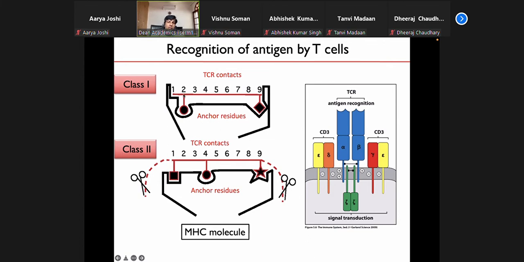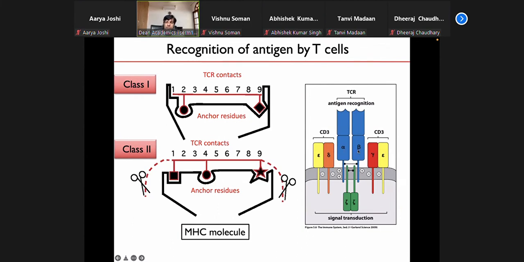The amino acids which actually interact with the MHC molecule are called anchor residues. They are very specific with some exceptions, but more or less at the P2 or P9 position, you will find anchor residues. And at the P4 or 5 position, you find TCR contacts. So these amino acids are going to interact with the TCR, which we already have talked about.